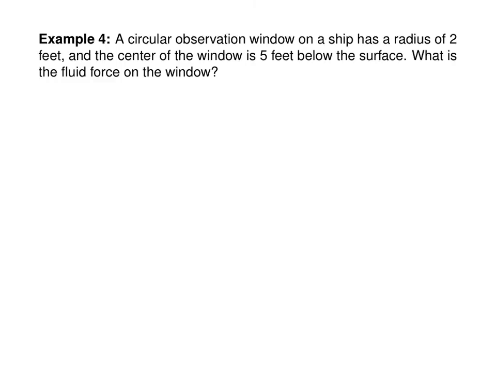In the next example, we suppose we have a circular observation window on a ship that has a radius of 2 feet, and the center of the window is 5 feet below the surface. What is the fluid force on the window? And we're going to assume that we're in the sea, so we have seawater, which has a weight density of 64 pounds per cubic foot.